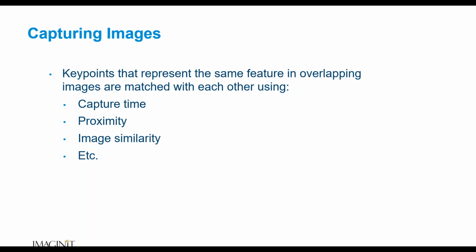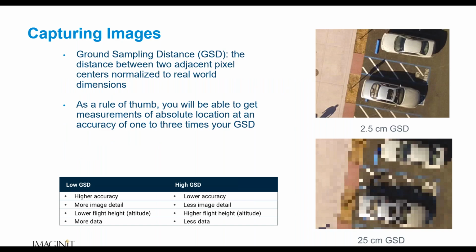These overlapping images are then matched by capture time, by proximity, by image similarity. All of that comes together so that we can create these key points, which will then further go in and create our point cloud.